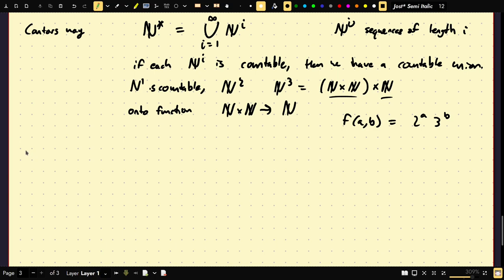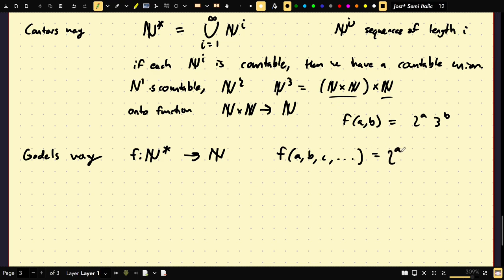Here's sort of Gödel's way. What we're going to do is explicitly construct the maps. For each sequence, we define a mapping from each sequence to a natural number in an onto manner. So let F of A, B, C, whatever, how many parameters doesn't particularly matter, be equal to 2 to the A, 3 to the B, 5 to the C, and so on.